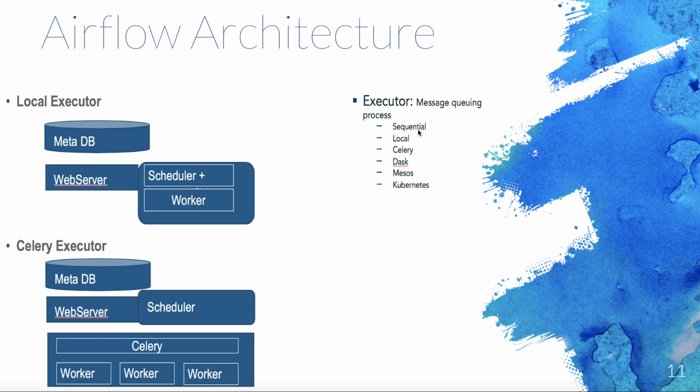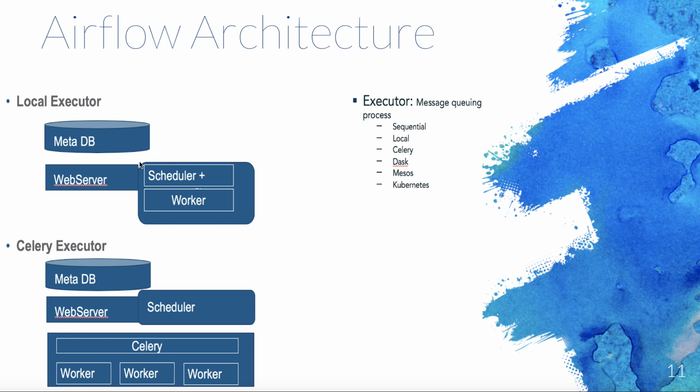It's only good for your local environment. If you're thinking about production deployment, then go with the local executor, Celery, or any other executor but the Sequential Executor. Now, local executor is something that uses Python's multiprocessing module, and that's how it executes tasks in parallel.